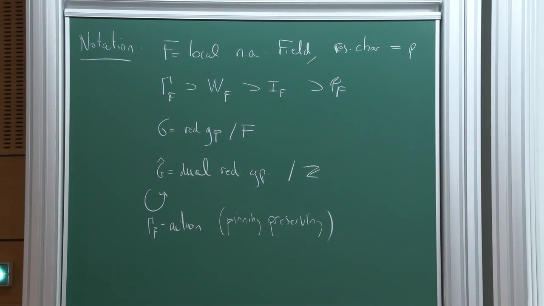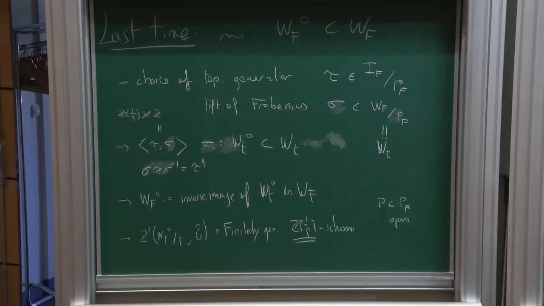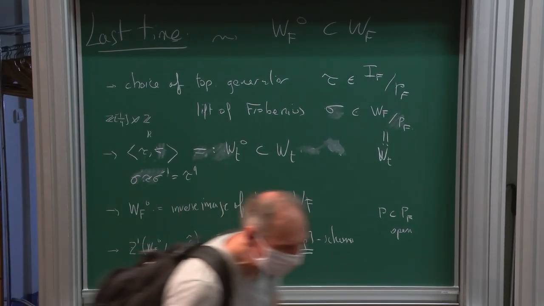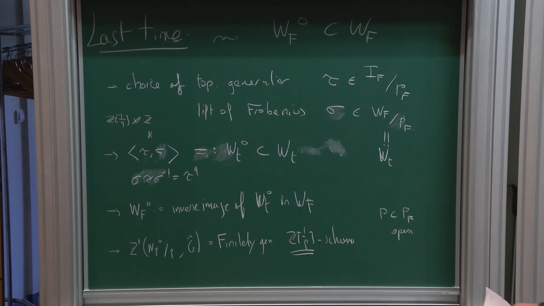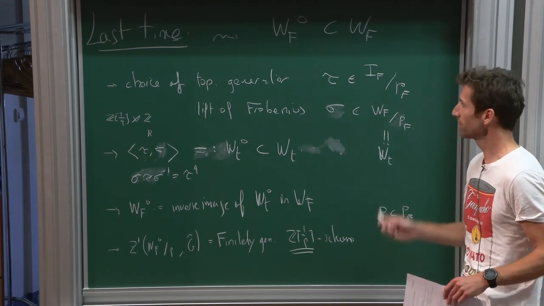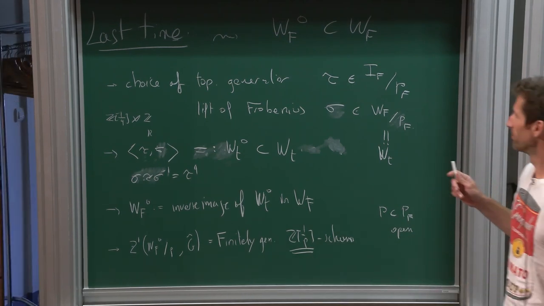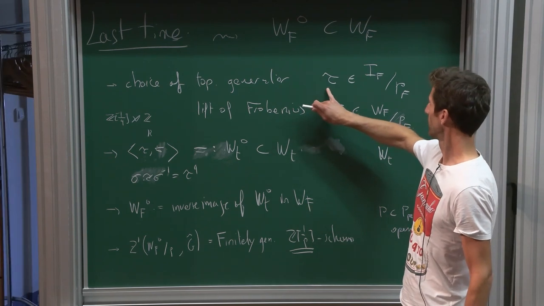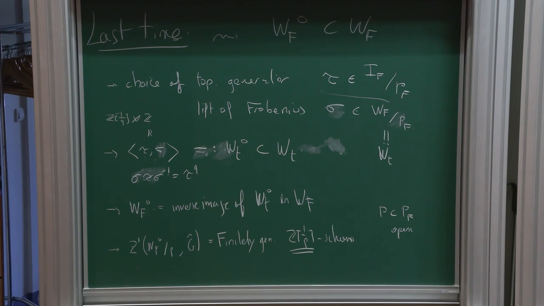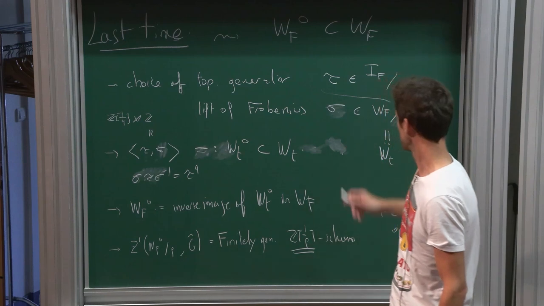I recall that we defined this funny discretization of the Weyl group. So the Weyl group is also really a discretization of the Galois group, where you discretize Frobenius. It's canonical. And what we did is go one step further in a non-canonical way, which might be annoying for certain purposes. And so we chose a topological generator of the tame inertia.